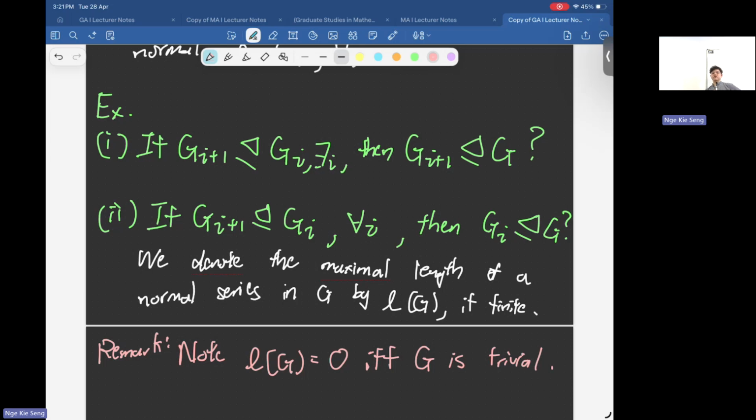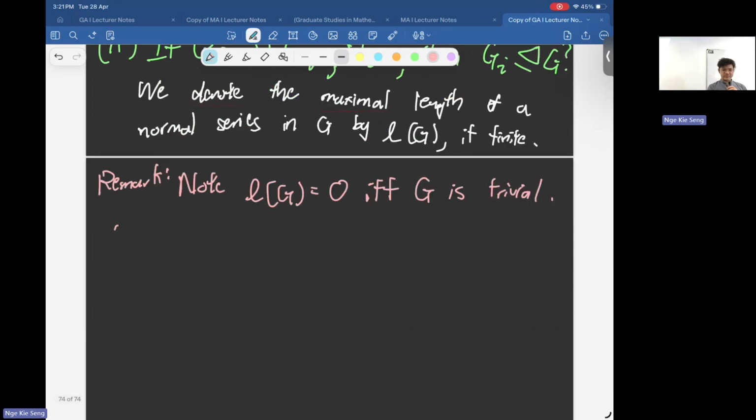If G is trivial, I think L(G) is 0 because the trivial group is normal. But then if L(G) is equal to 0, I think it's if and only if, right? L(G) is equal to 0, meaning there's no more normal subgroup, but the trivial subgroup must be a normal subgroup, right? So it should be the trivial group. I think this one is kind of trivial.